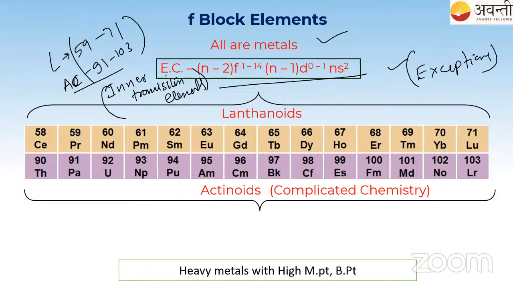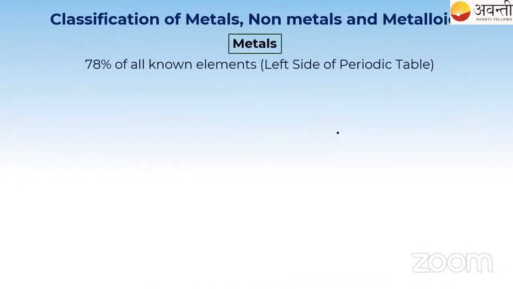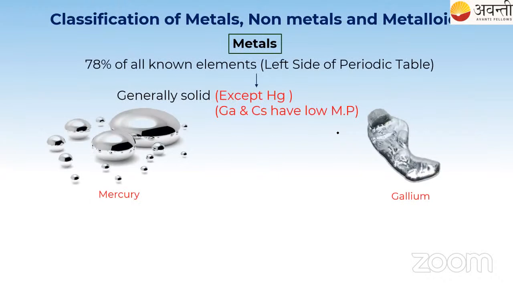Inner transition elements also have high melting and boiling points. They are usually radioactive elements. Elements after uranium are called transuranium elements. Next, metals. Just now I told you all metals generally have high melting points. From left to right, metallic nature decreases and non-metallic nature increases.